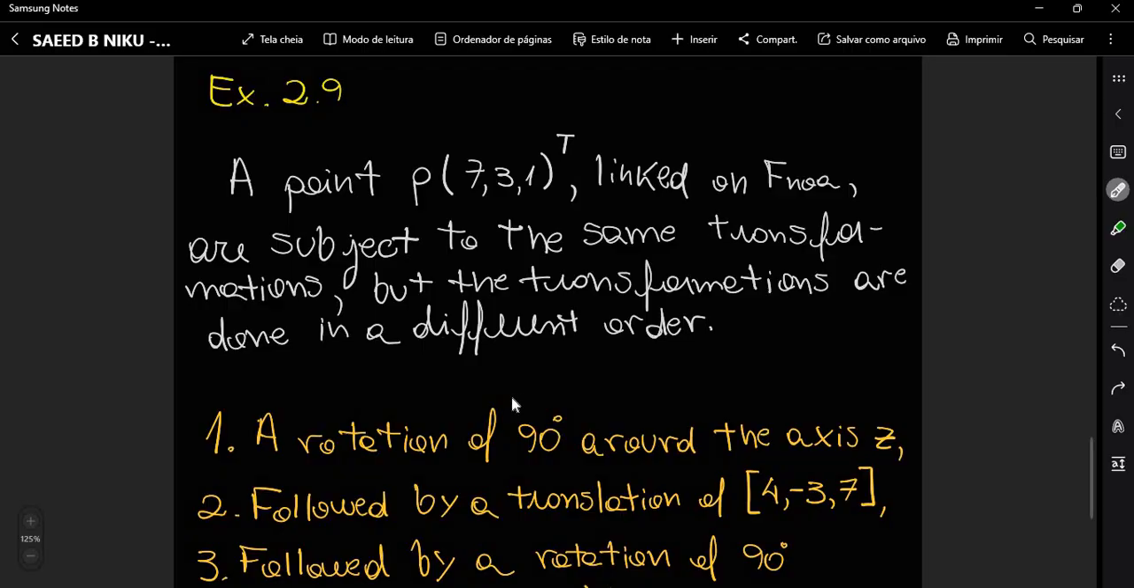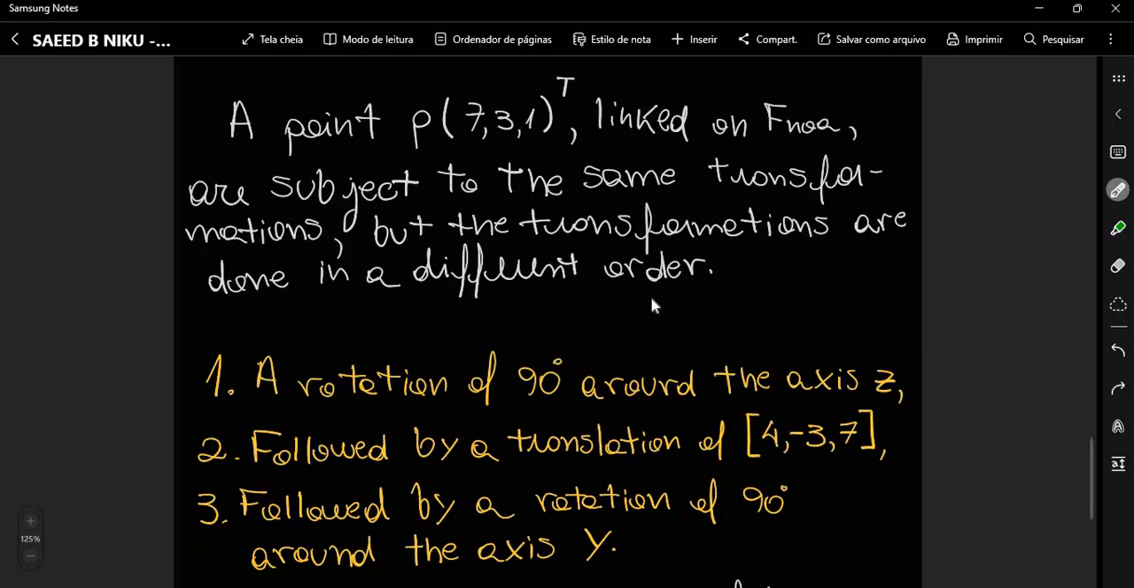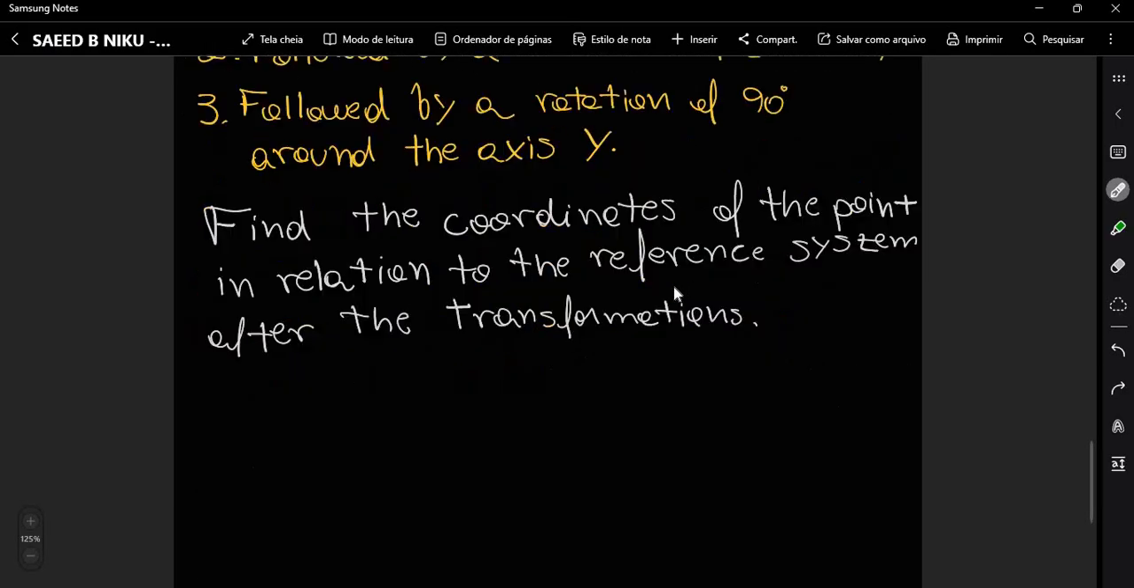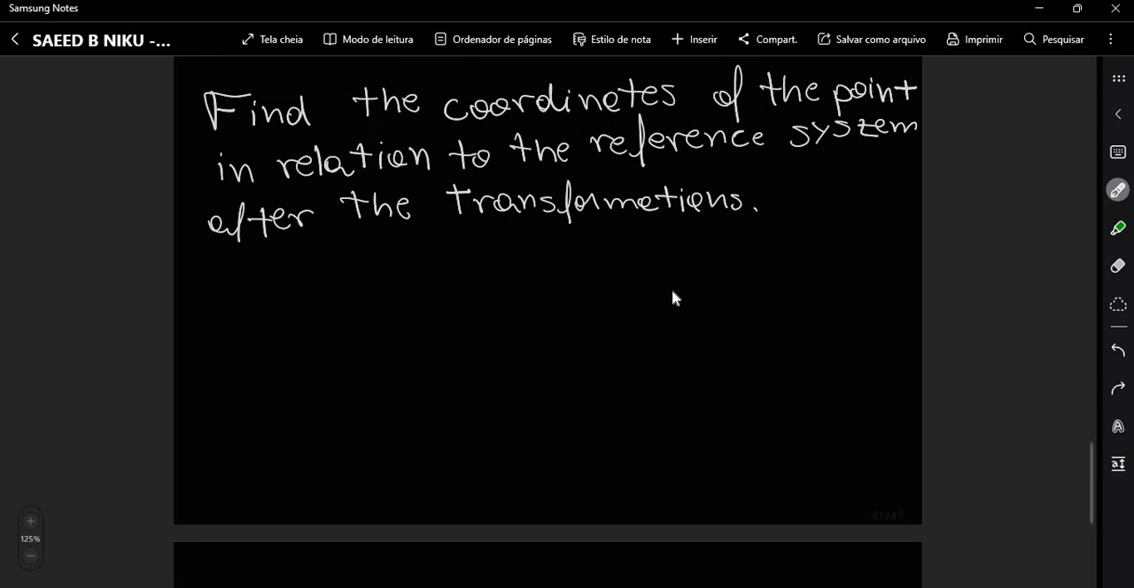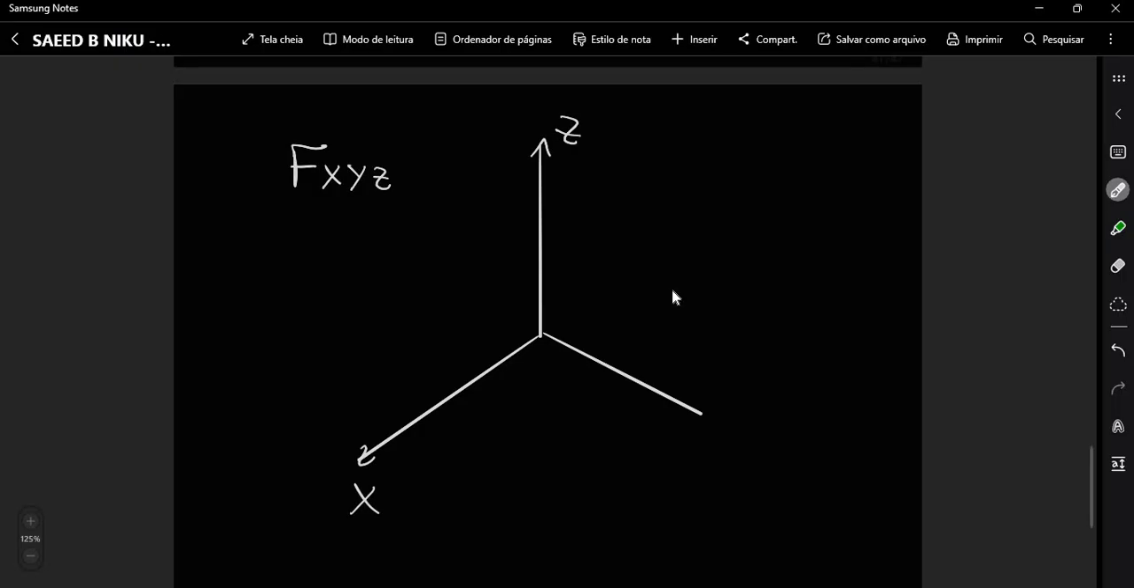This time I'm going to try to illustrate better what happens when we are dealing with transformations about the axis. So I'm going to try to draw with more details. Let's draw the reference system Fxyz. So we have the axis Z, the axis X, and the axis Y.